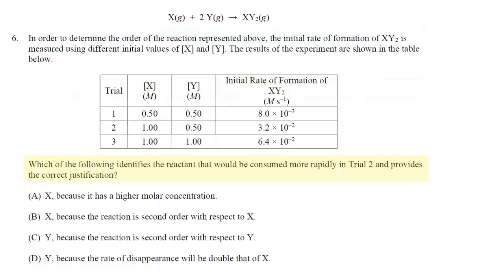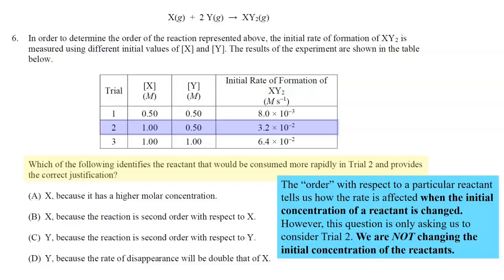Now, back to this question. We're just looking at trial 2. We're not actually comparing trials 1 and 2 or 1 and 3. The order with respect to a particular reactant tells us how the rate is affected when the initial concentration of a reactant is changed. However, this question is only asking us to consider trial 2.